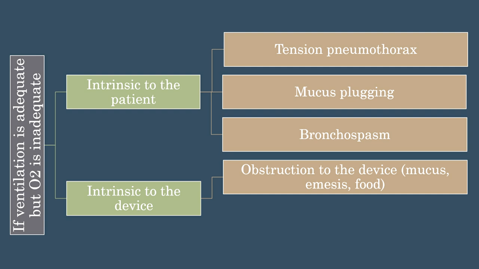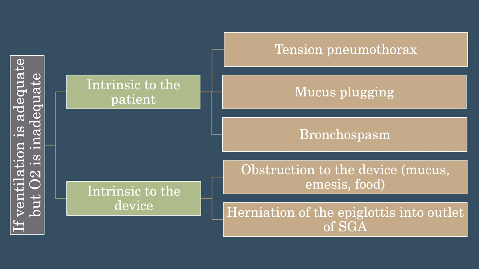So if you're noting that you don't have any problems that are intrinsic to the patient, consider that your device could be obstructed. The second thing is herniation of the epiglottis into the outlet of the supraglottic device. This is easily fixed by withdrawing the supraglottic device and gently replacing it. This usually solves this problem. And of course, if there's food, emesis, or obstruction, you're going to need to pull the device, thoroughly suction, and you might need to inspect the airway with Magill forceps.